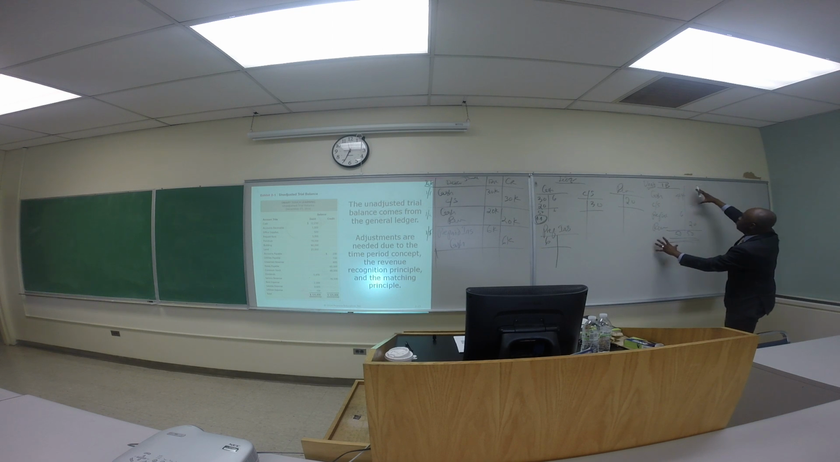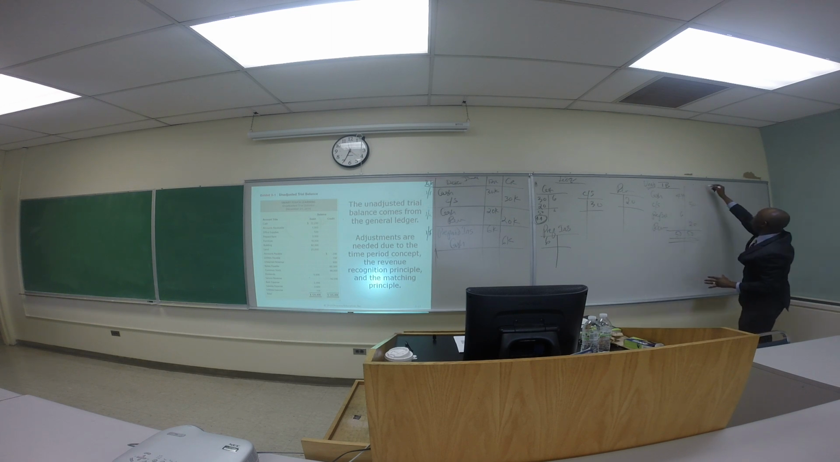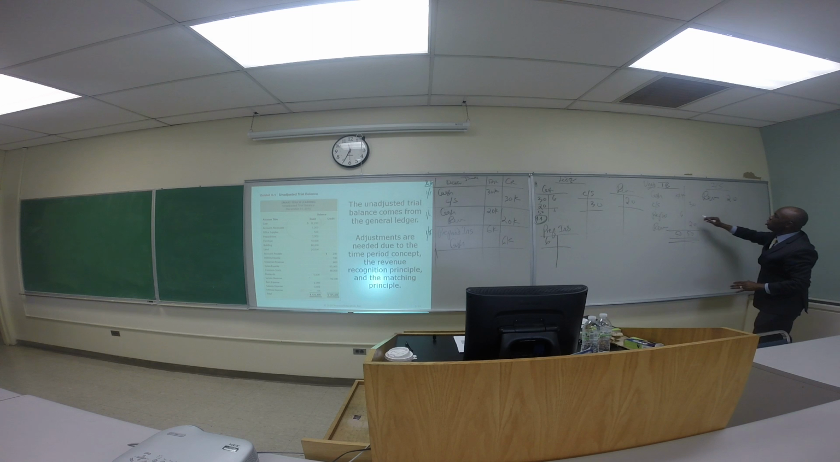Assuming that we decided to prepare our financial statements with this trial balance without making any adjustment. Look at the implication. The income statement for this month will be recorded as what? Look at this. Revenue will be 20. If you take a look at this trial balance, there's no expense. So expenses will be 0. Then our profit or net income will be 20.